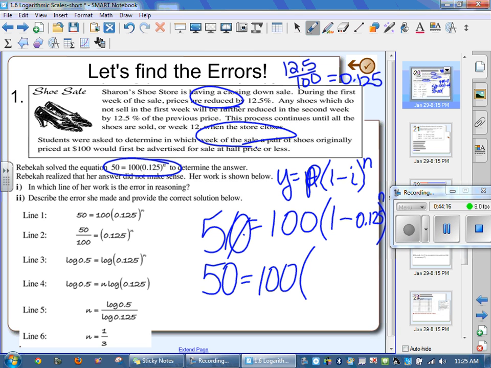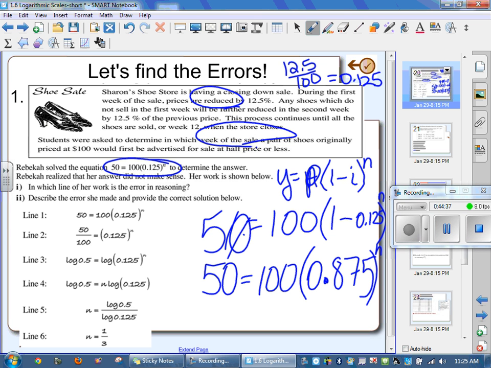So let's check her work. Let's see what she did. That's the equation we should be looking at. She got this equation. What's wrong with her equation? She didn't subtract from 1. Exactly. So she made a mistake in line 1 when she set the equation up. Her decimal in the bracket is wrong. So she made her mistake on line 1.